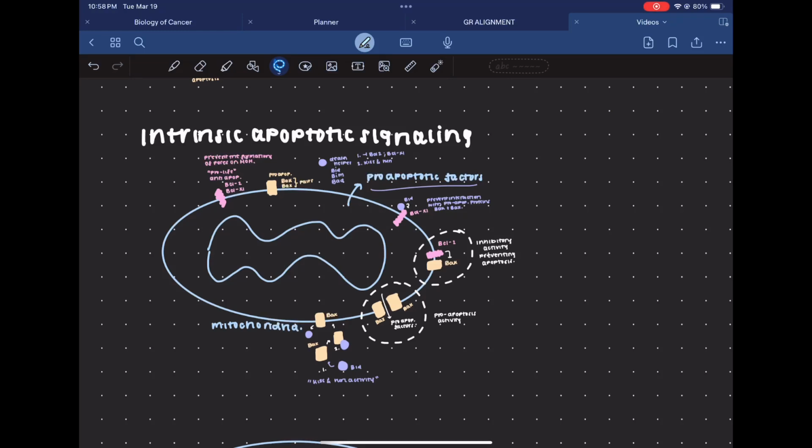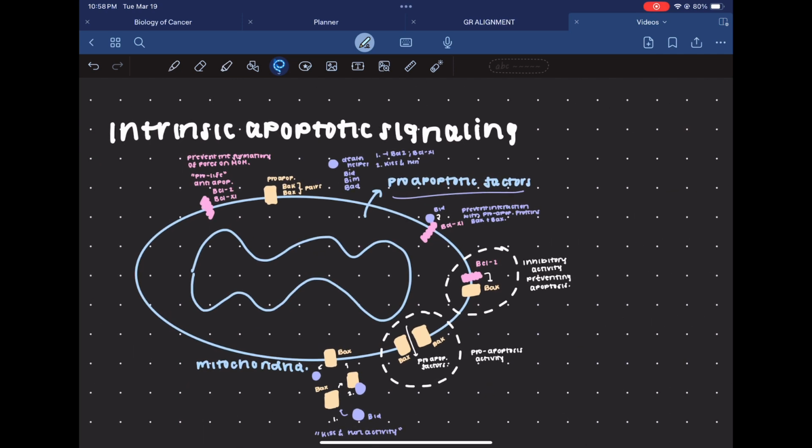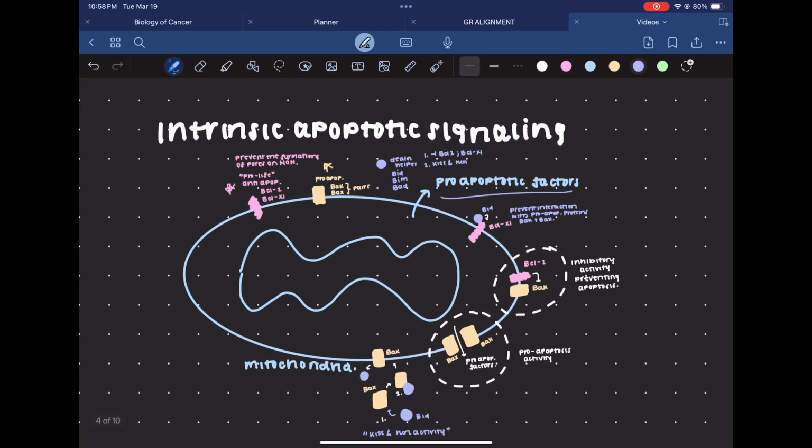All right, hi everyone. So in the prior video, we went through this intrinsic apoptosis or apoptotic signaling, and started to talk about our pro-life factors, which are labeled right here. We talked about our pro-apoptosis factors, and we talked about our death helpers.